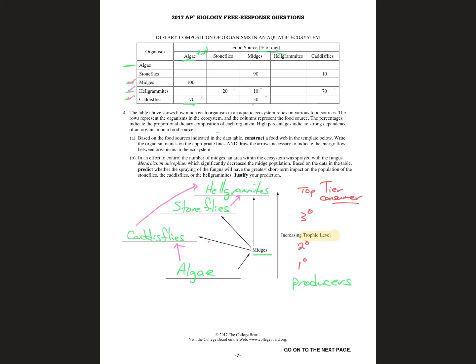Now, stoneflies eat midges and caddisflies. So they eat midges, which is, again, that arrow right here. But they also eat caddisflies. So notice the arrow is pointing to what is eating the thing where the arrow originates from. And maybe I'm being a little picky, but I'm going to go ahead and draw it this way. I like that, it's a little neater.